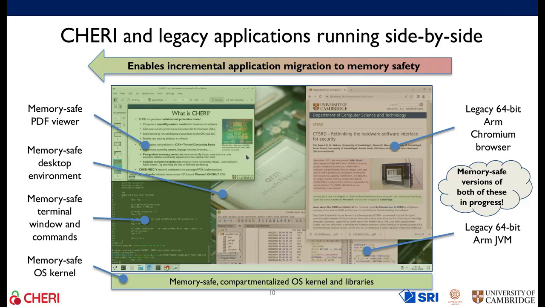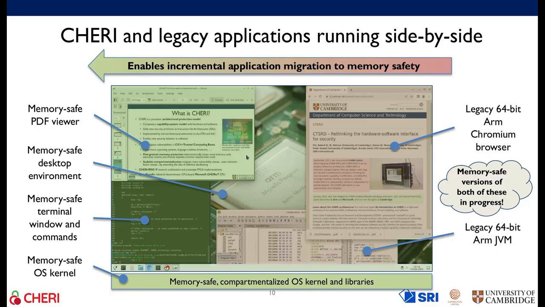One of the things with CHERI, unlike past capability systems, which have met with market failure or not even arrived in the market, is that we can run legacy applications. We can run side by side. You could take a Morello box and you can install a standard Debian image or a standard FreeBSD image on it. It just works. It does all the things you expect. You don't need to change a single bit.